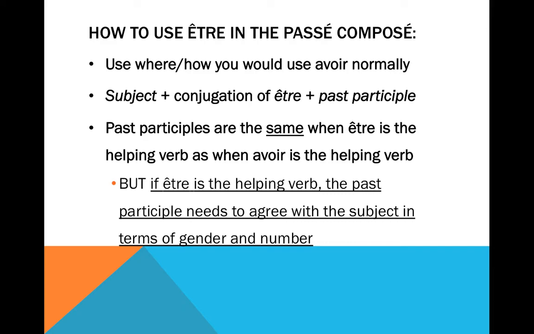But with être as the helping verb, the past participle needs to agree with the subject of the sentence in terms of gender and number. So that means if the subject of a sentence is feminine, we need to add an E at the end of the past participle, and if the subject is plural, we need to add an S. So let's go over a few examples.